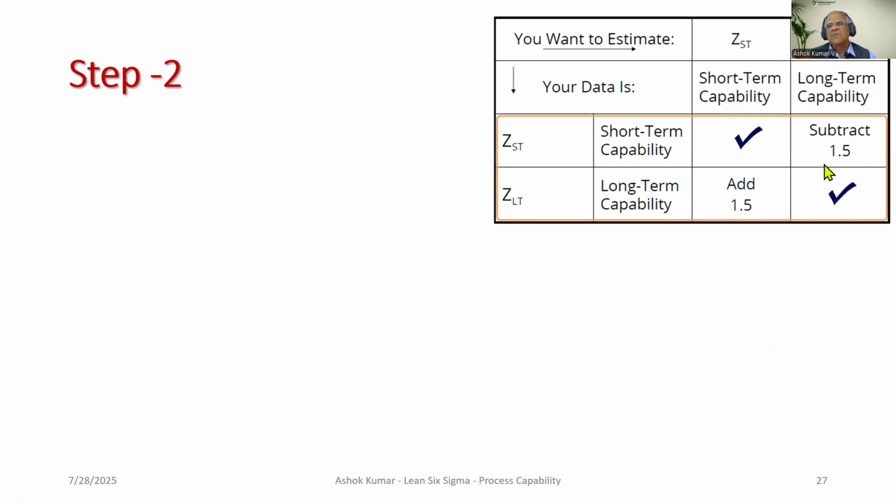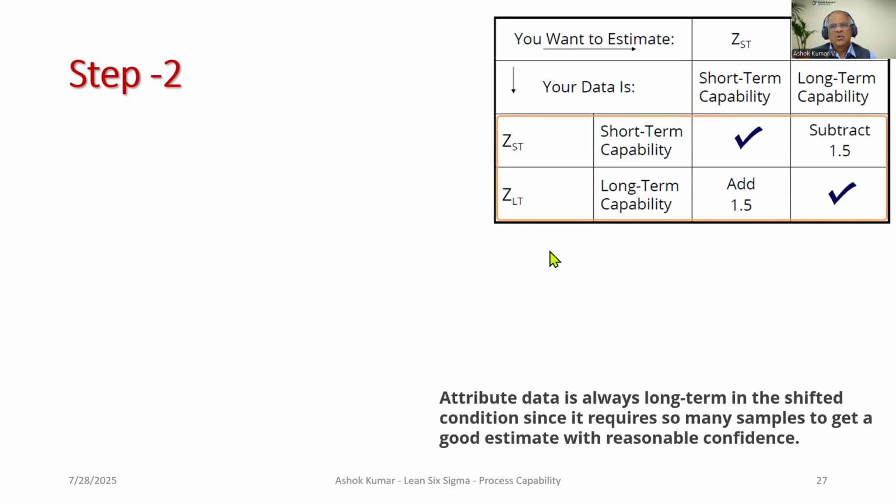So that is how this shift of short term and long term capability is accounted in an attribute computation. So attribute data is always long term. Remember that attribute data is always long term because it's easier to count and it requires so many samples to get a good estimate. So remember that whenever an example is given from the service industry or an attribute data, remember to use only the long term. That is subtract, add 1.5.